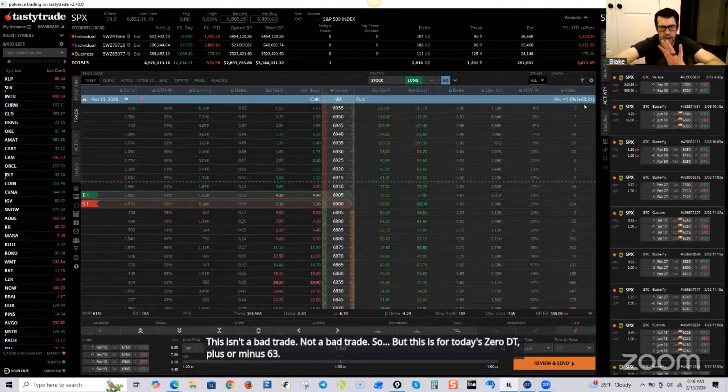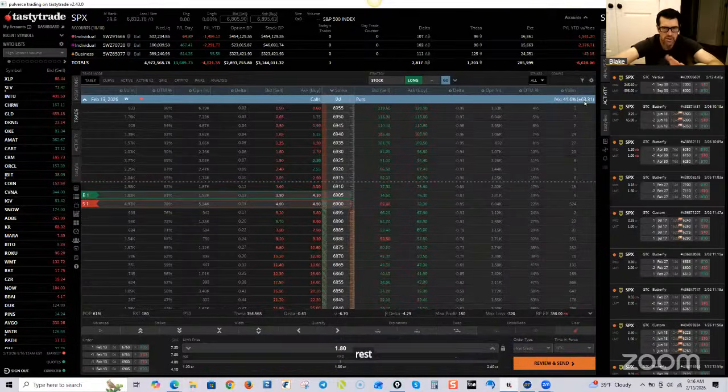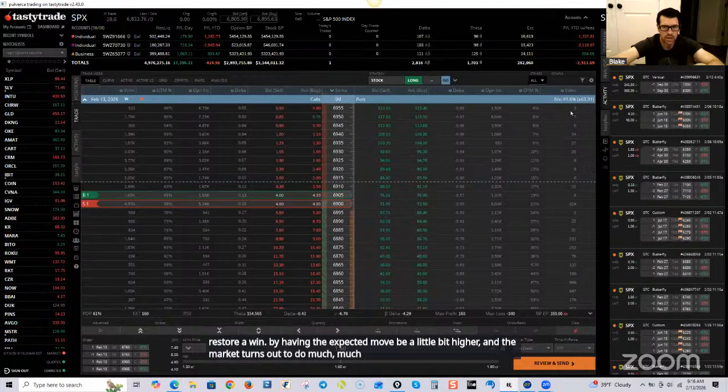Now I'm hoping that, given the inefficiency yesterday, market makers are trying to restore a win by having the expected move be a little bit higher, and the market turns out to do much, much less today than what is potentially forecasted.